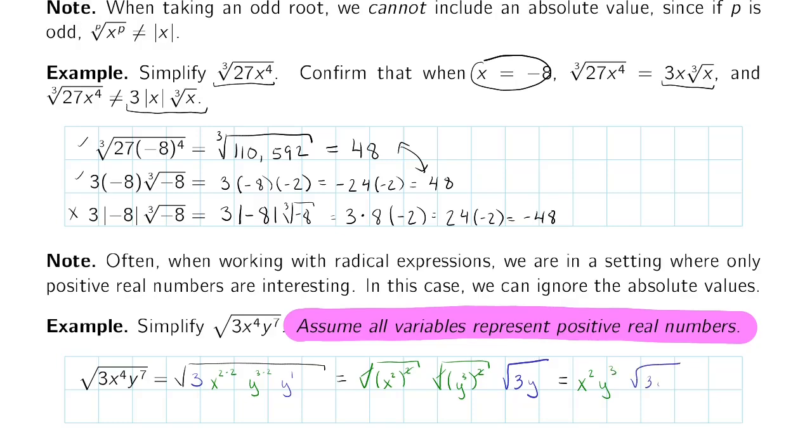square root 3y. Because I'm assuming that all of my variables, x and y in this case, represent positive real numbers, I don't need to worry about whether or not I need to take the absolute value of any of them.